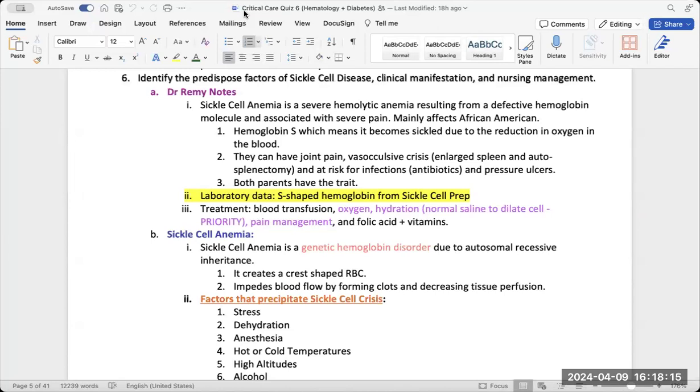We need the cells to swell up a little bit so they have a better oxygen carrying capacity. If we give them oxygen and the cells aren't big enough to take it, well, they're not going to take the oxygen. It's not going to help them as much as if we hydrate them first, and then we do oxygen, and then we do pain management. Yes, we want to give them folic acid and vitamins, and we can give them a blood transfusion, but it has to be hydration first, oxygenation, and then pain.